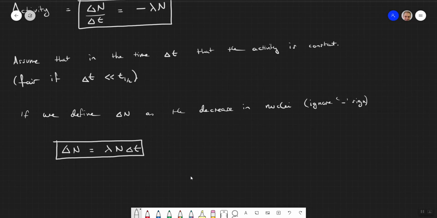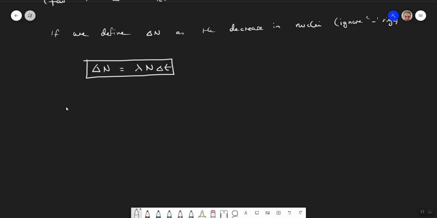And therefore our new number of nuclei will be as follows. So N, I'm going to call this 1. Our first value is N0, our initial start point, minus lambda N0 delta t.